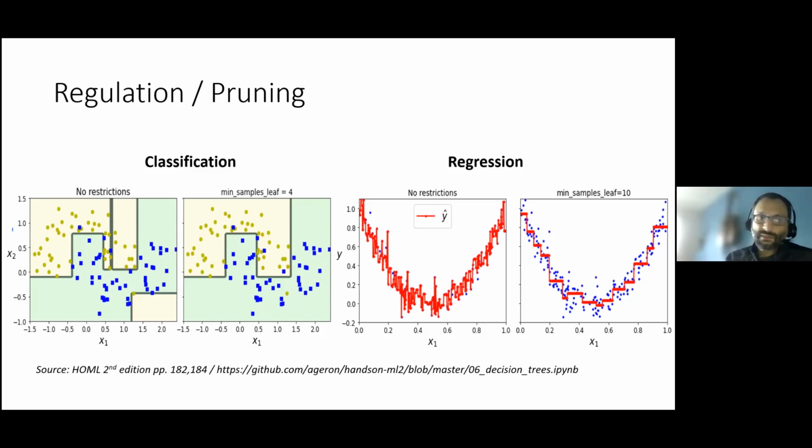And then for regression, here is basically drawing a line connecting every single dot, except you leave a couple out, and that's no restrictions. Well, that's not helpful as a predictor. That's just repeating the data, really. But here, if you minimize again the number of samples in a leaf, you set the minimum to 10, then you have something that looks more useful.